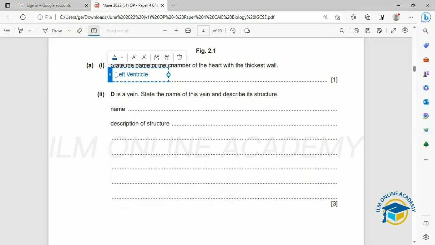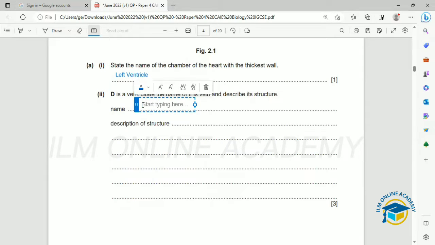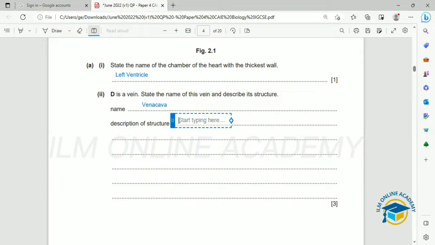And D is actually a vein, and D is the vena cava. Okay, and describe the structure. Its name is vena cava. We named it just now when we were seeing the diagram. Then we need to write the description about its structure. So vena cava has a thin wall, it has got a wide lumen. With that, it consists of elastic connective tissue as well, and it is a very large vein. Remember that it is a very large vein.